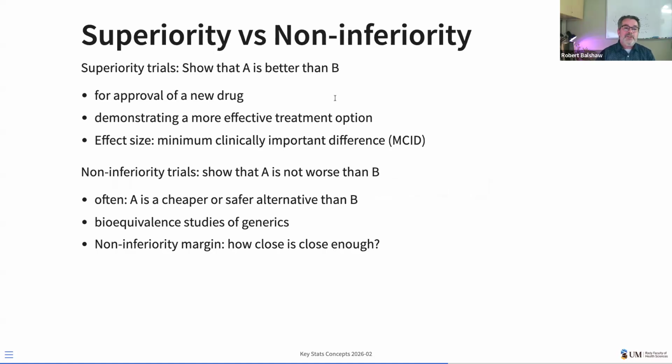So other considerations, for example, things like, is this a superiority or a non-inferiority kind of question, right? And if the objective that you're hoping to establish is that intervention A is better than intervention B, then you're probably operating in the space of a superiority trial, and those are commonly used. Most clinical trials that we read about in the literature are framed as a demonstration of superiority. For the approval of a new drug, for example, demonstrate that a more effective treatment option is available.